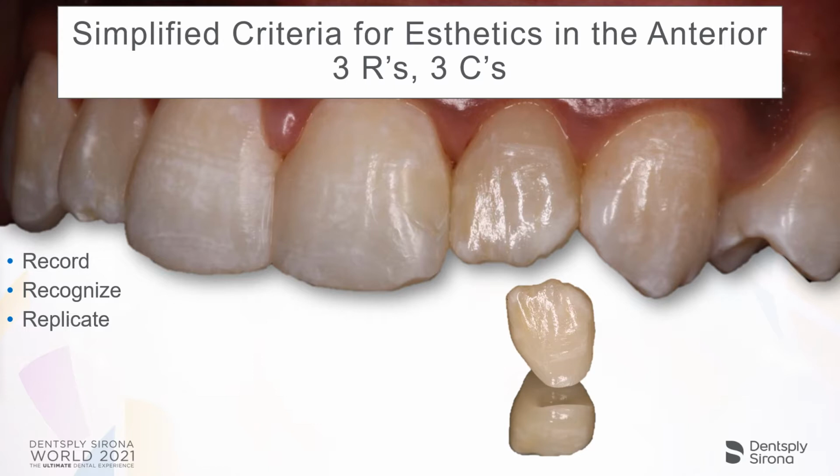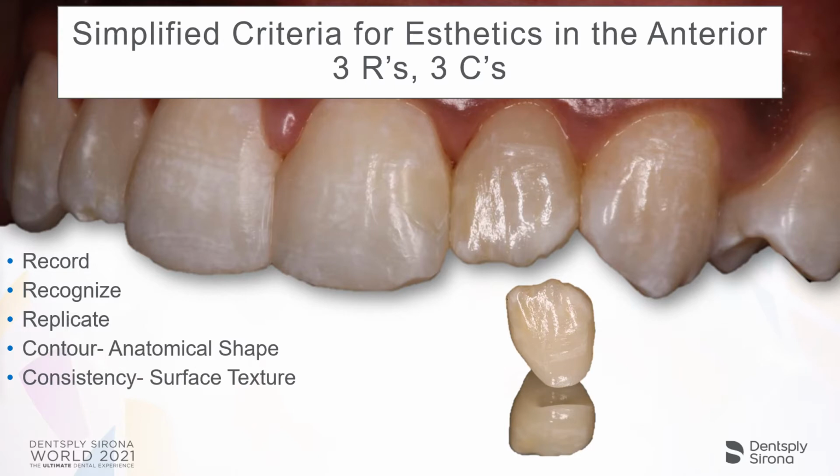Or we have to recognize our own limitations to send this off to a lab that can replicate it for us. When we're looking at replication, we look at a couple things. I start with contour, overall anatomical shape, as being the most important, followed by surface texture, and finally by the color. And if you have any question as to what I deem the most important aspect of color, it is value. Value is key to the success of our anterior aesthetic restorations.